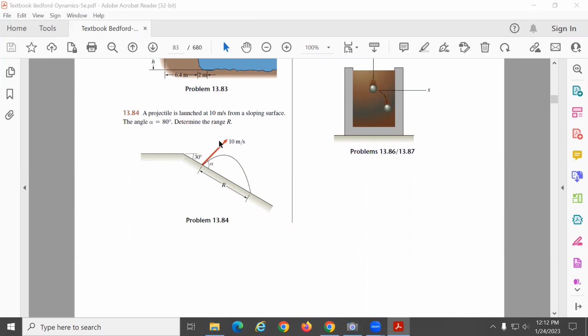So a projectile is launched at 10 meters per second. So you know the initial velocity. From a sloping surface, the angle is 30 degrees. Determine the range R. Is that all the problem? Okay. So I do the figure. A little bit different, but I do the figure.